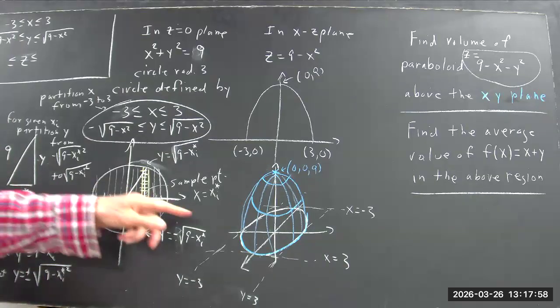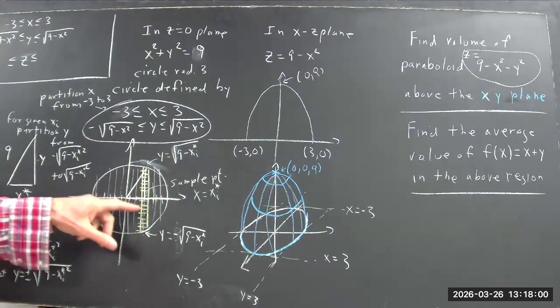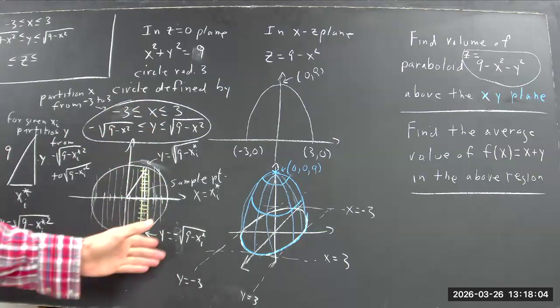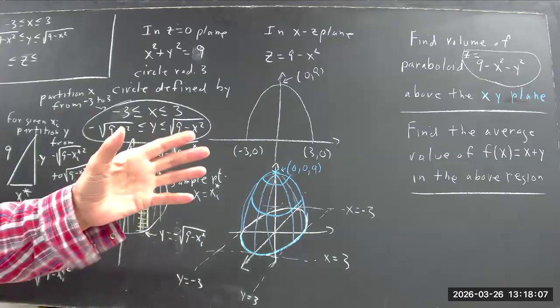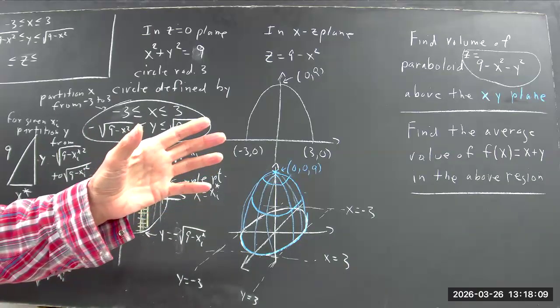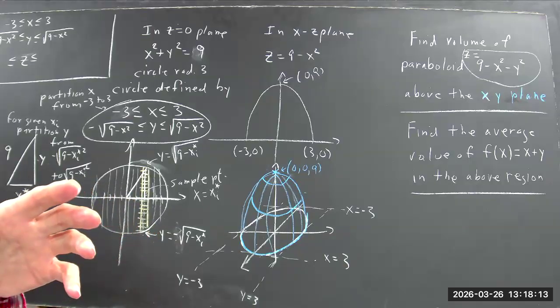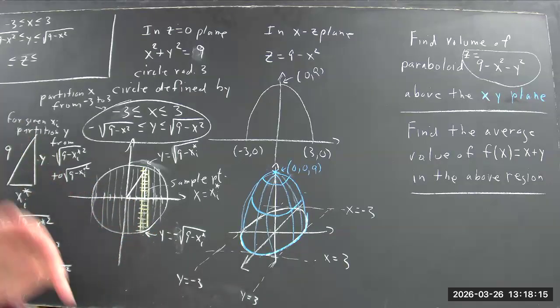Just like if we're on this circle, if we're at a certain x coordinate and then we want to move in the y direction, we encounter the circle when we've moved square root of 9 minus y squared units. You really need to understand that.